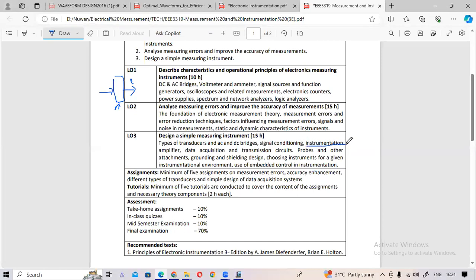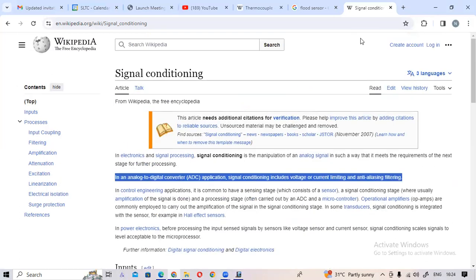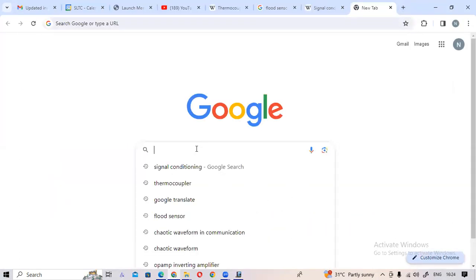Then instrumentation amplifier. Actually, instrumentation amplifier means amplifier. Yeah, the normal amplifier. So a normal amplifier we are using in instrumentation, that is an instrumentation amplifier. But I have checked it on the internet.